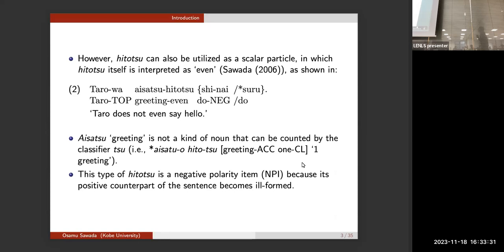Here, clearly hitotsu means greeting, and it's not an object that can be counted by tsu, because tsu always has to count concrete objects like cookies. But here aisatsu is not a kind of thing. This type of hitotsu is a negative polarity item because its positive counterpart is ill-formed: Taro wa aisatsu hitotsu suru sounds strange.